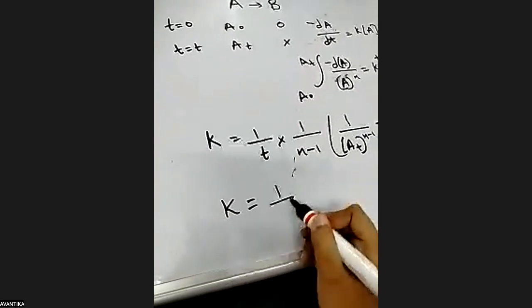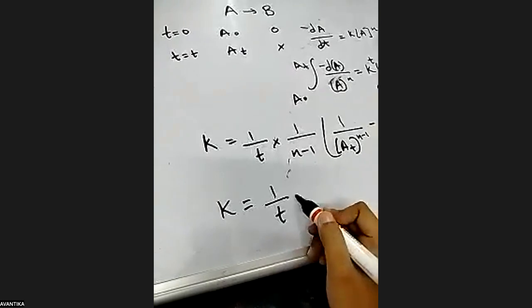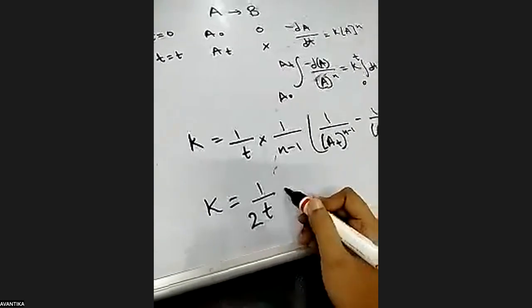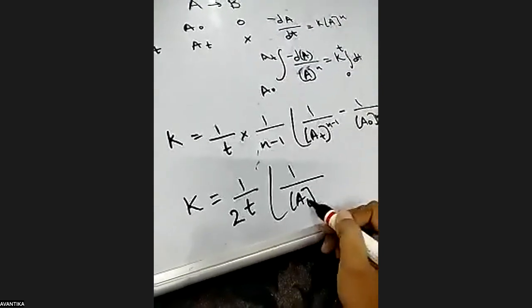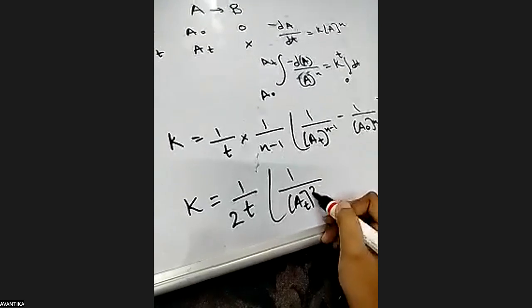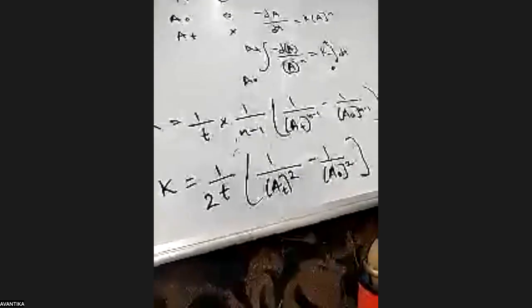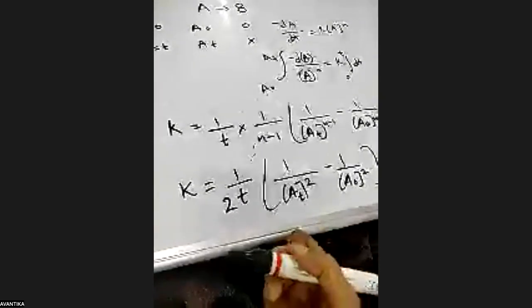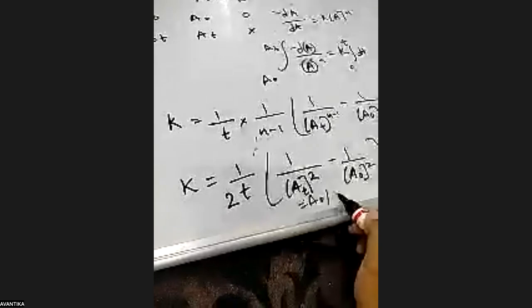So from here we get the expression of third order reaction as k is equal to 1 upon 2t into 1 upon At square minus 1 upon A naught square. Similarly, we can also find the half-life of third order reaction if we put the value of At as A naught by 2.